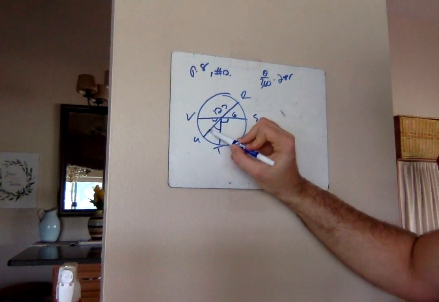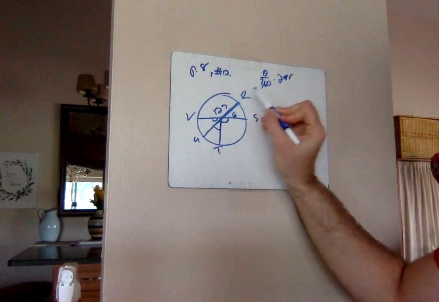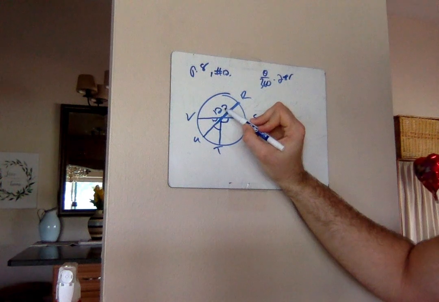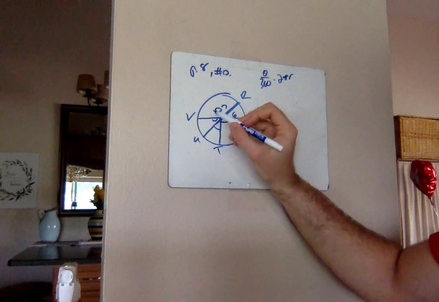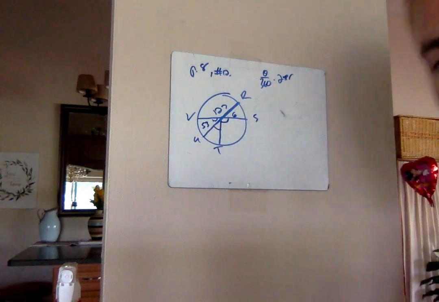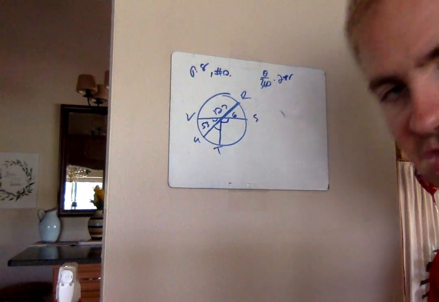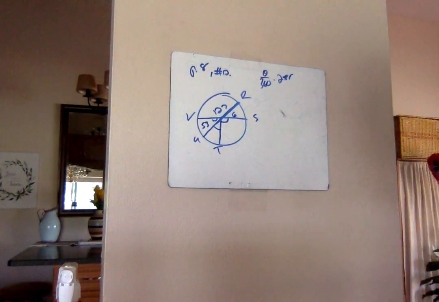Notice this is a diameter, okay? A diameter means that I have a semicircle on either side. So if this is 127, this is going to add up with 127 to give me 180. So that's going to be 53 right here. Once again, where did I get 53 from? I subtracted 127 from 180.